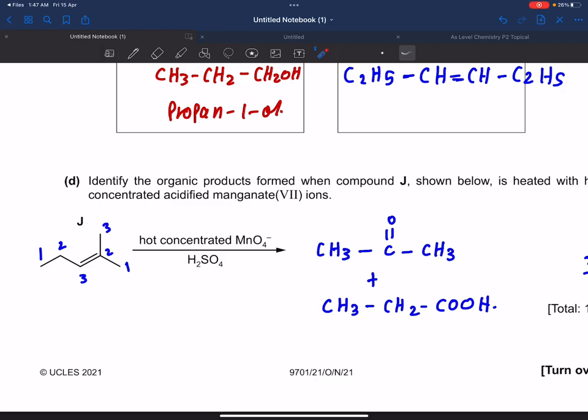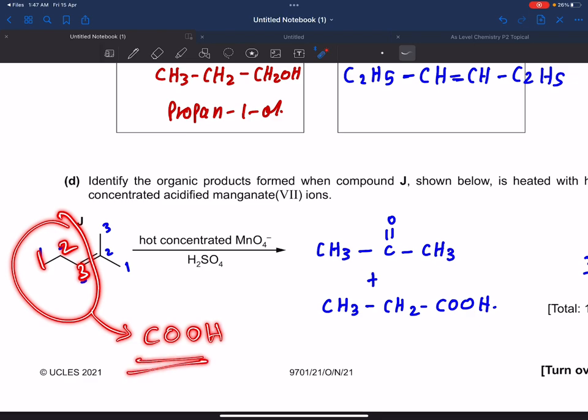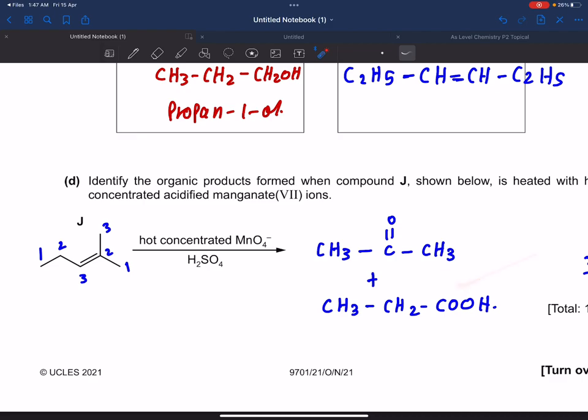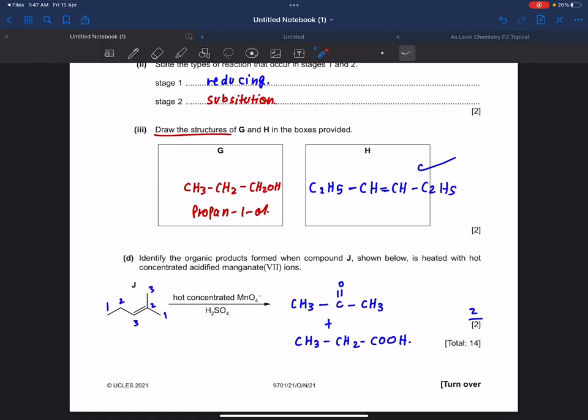There's no terminal here. This is CH3, right? So 1 carbon, 2 carbon, 3 carbon. This is 3 carbons. It will be oxidized to a carboxylic acid, whatever it is. Now a 3 carbon carboxylic acid is what? Propanoic acid. So you've got to remember that. You've got to learn everything.